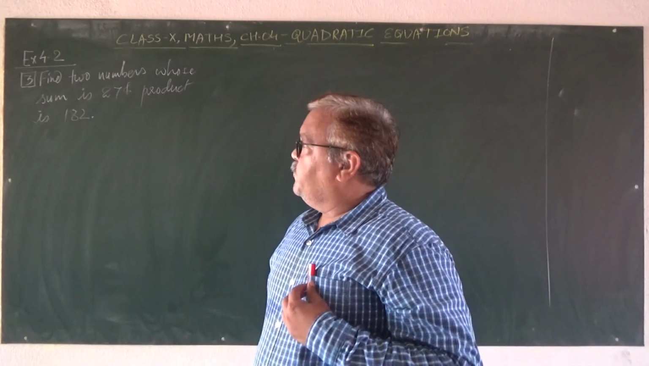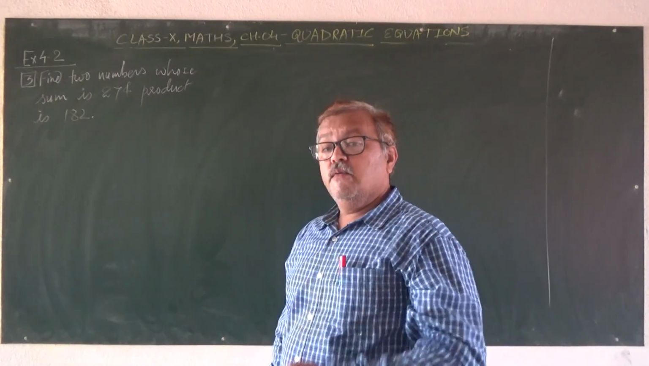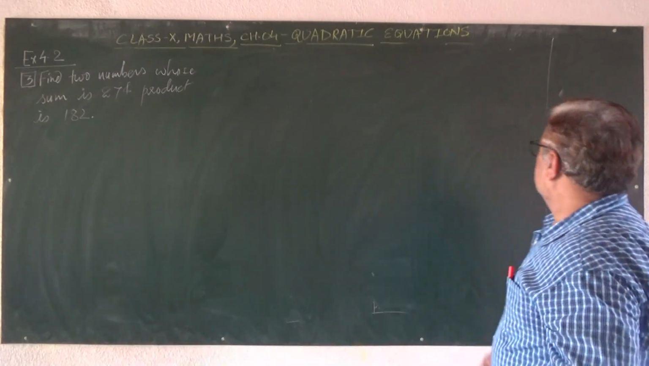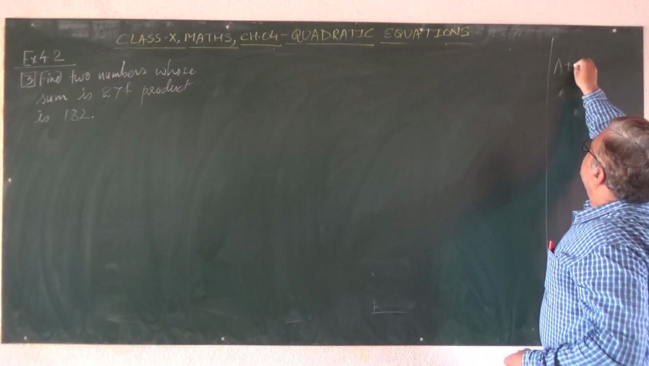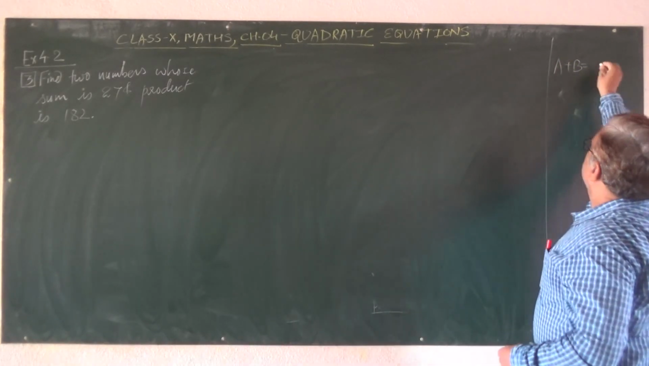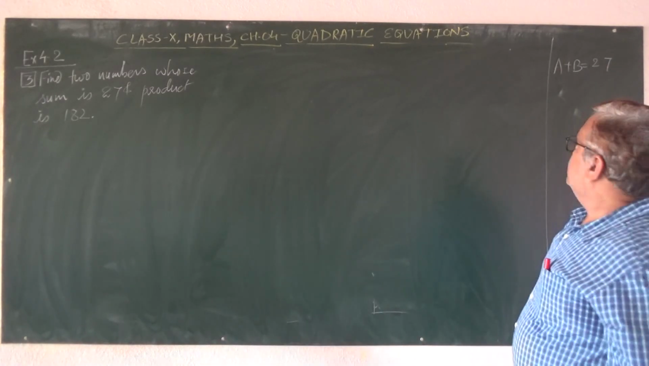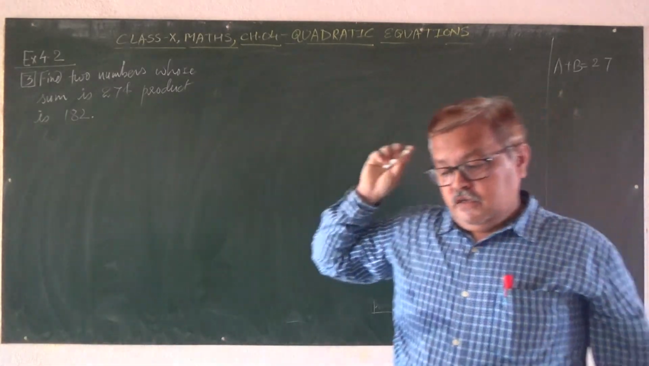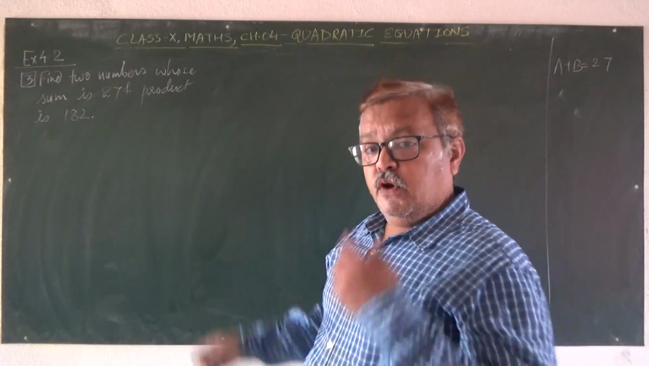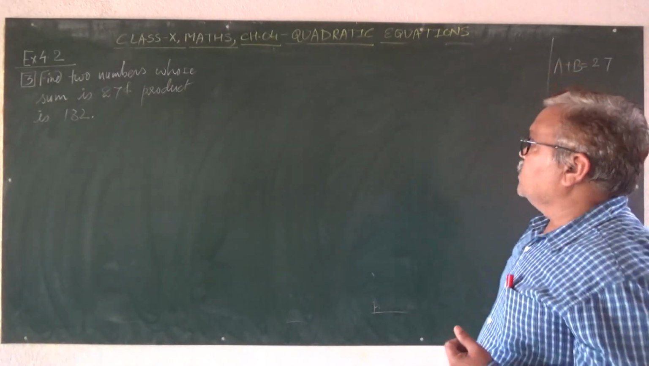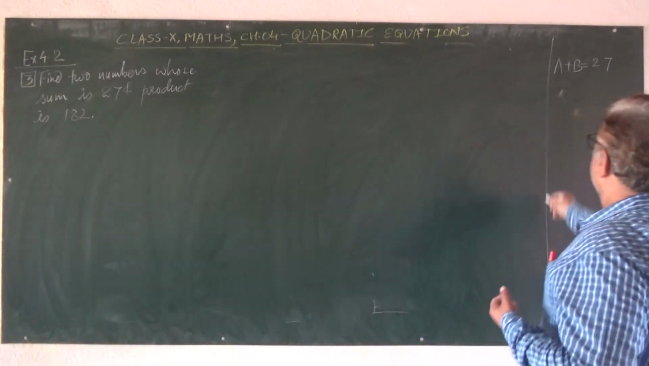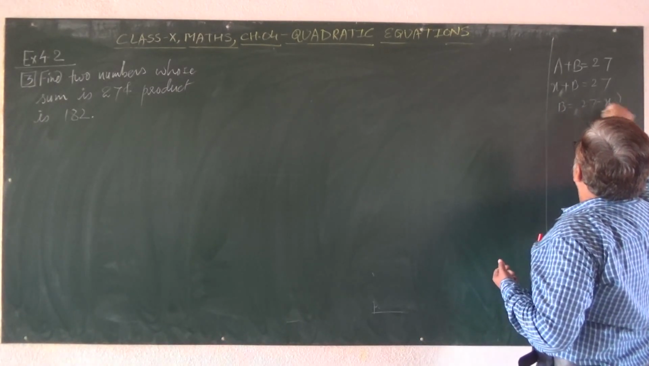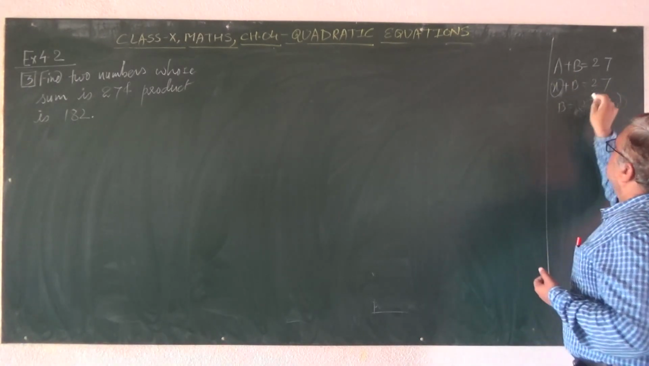Students, let us see the third question of 4.2. Find the two numbers whose sum is 27 and product is 182. Okay, whose sum is 27. There are two numbers. Let the two numbers be A plus B. A is one number, B is the other number, and their sum is 27. Okay, but we cannot use A and B, because these are two different variables. Here we are talking about the product, so we need a single variable. So let one number be x, the other number will be, if we take this as x, then our second number will be 27 minus x, and its product is 182.